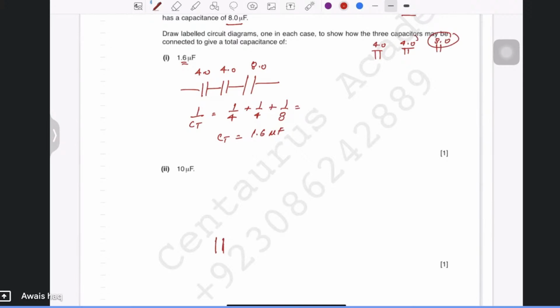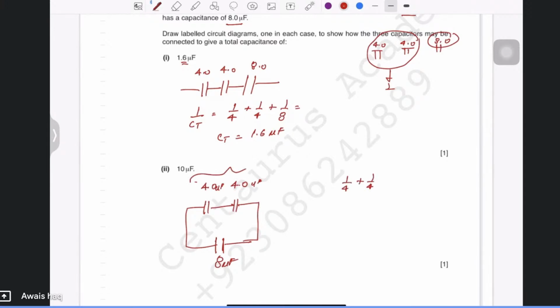So I need these two, I can combine to make 2. If I put 8 in parallel to them and these two in series, then in series it would be 1 upon 4 plus 1 upon 4, in this section only I'm talking about. So that is going to give me 2 over 4, which is basically 2, right? So overall, these two in this line will be 2 microfarad.